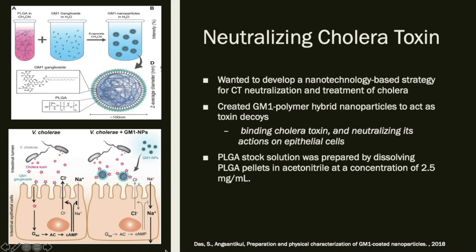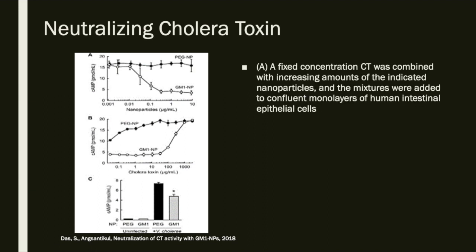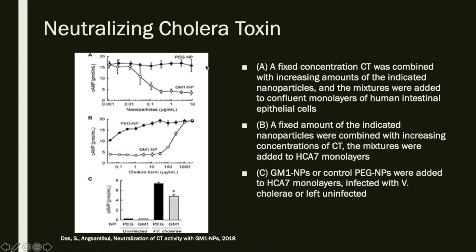So you could see that the goal was for the cholera toxins to bind to this decoy instead of binding to the actual receptors, halting the process that would make the symptoms occur. Continuing on with their experiment, the results showed that they were able to achieve this.